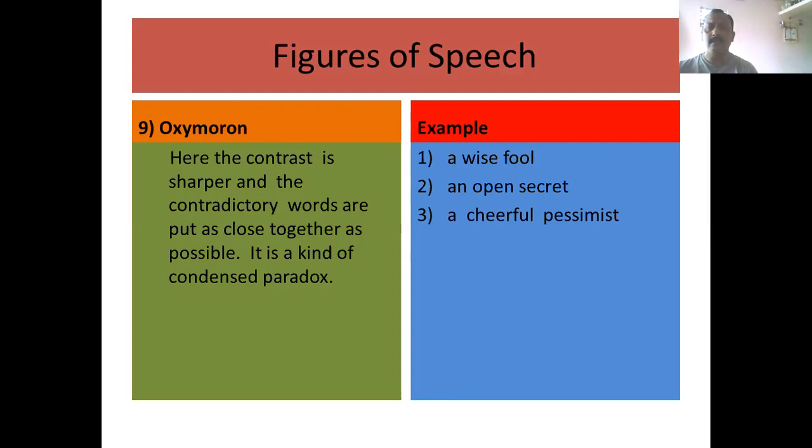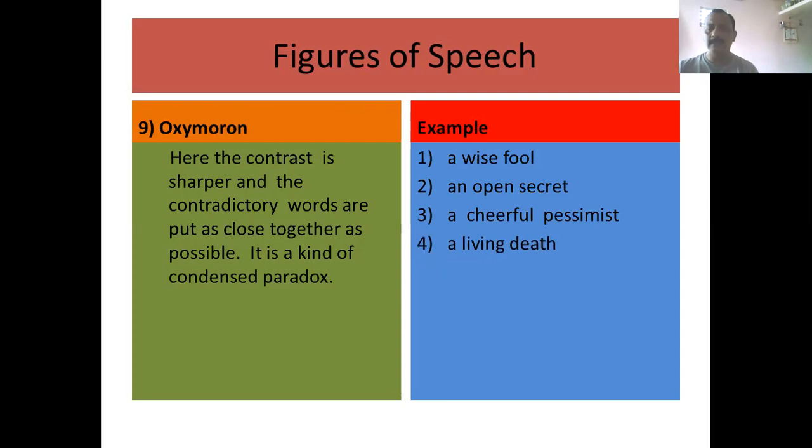Then the third example is a cheerful pessimist. Pessimist means a person who is always negative, and cheerful means happy. How can a pessimist be cheerful, or how can a cheerful person be a pessimist? Happy and pessimist cannot be together, but here opposite words are put as close together as possible. At that time, it is called oxymoron.